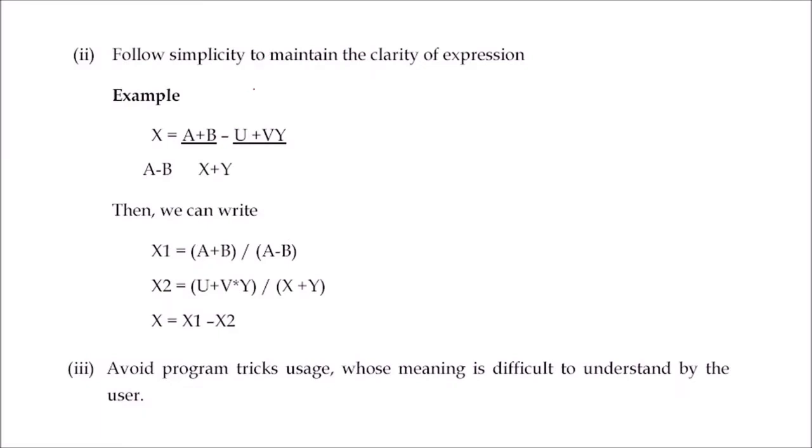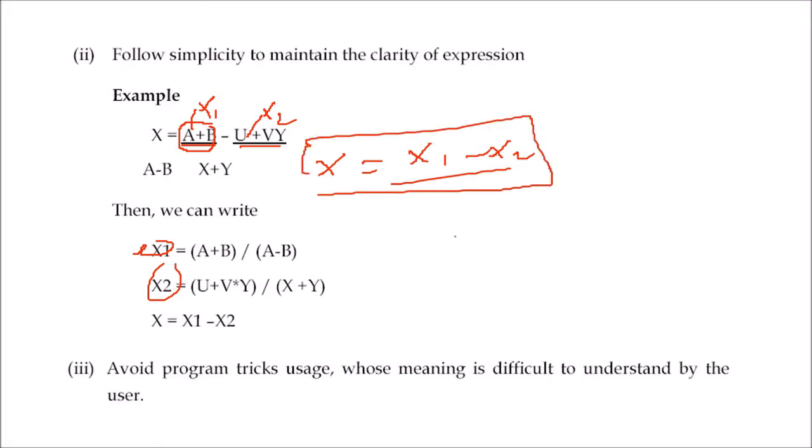The second thing is simplicity, to maintain the clarity of expression. See, this is actually the whole expression, but this is one part, and this is your second part. So why not do one thing? Make it x1, make it x2, and then say x is equal to x1 minus x2. This will be better to understand, to maintain, and simpler also. Don't try to put in unnecessary tricks.